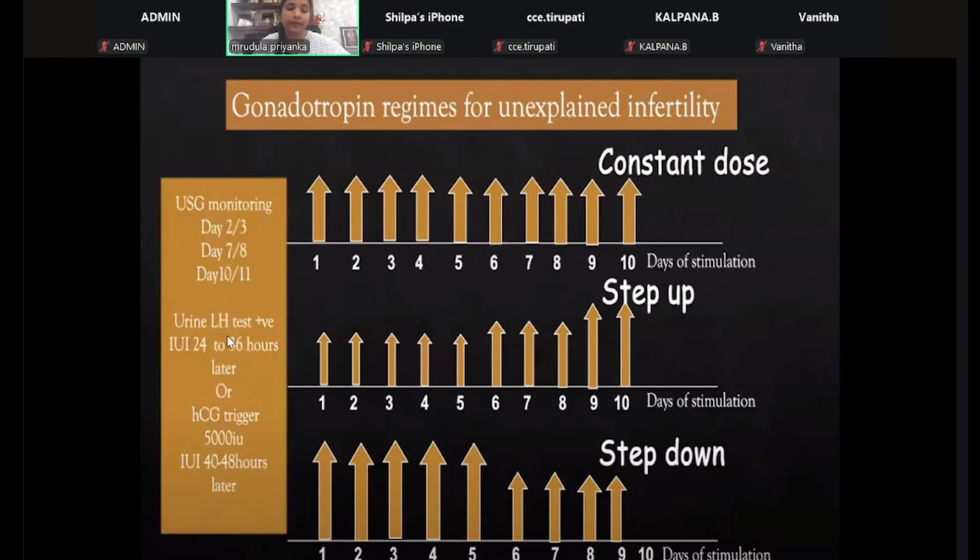So when is the IUI done? When the urine LH test is positive, IUI is done 24 to 36 hours later. Or when the trigger is given, like HCG 5000, IUI is done 40 to 48 hours later.